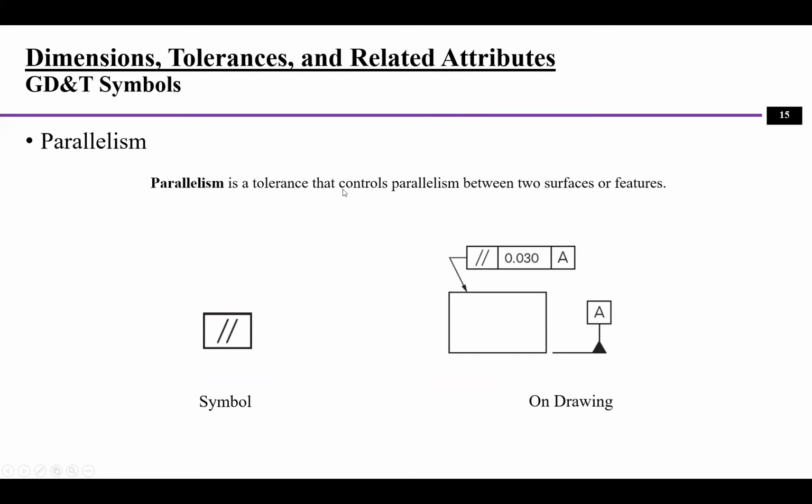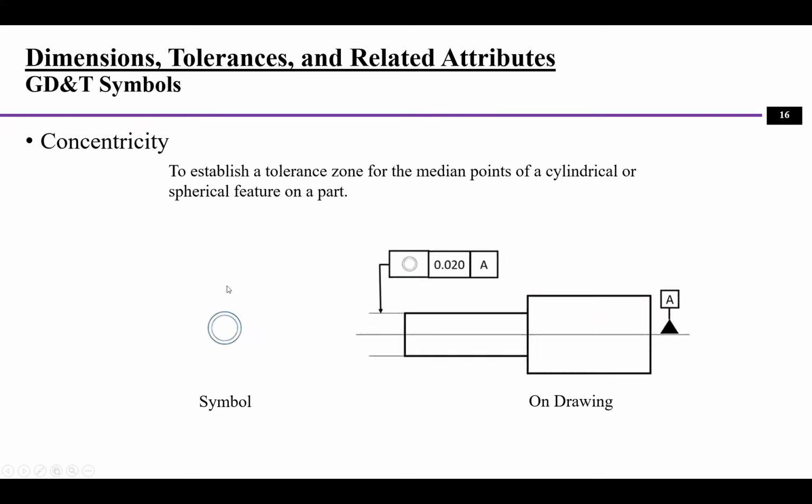Parallelism is a tolerance that controls the parallelism between two surfaces or features. For example, when I'm defining this plane, my reference datum will be datum A. Then the parallelism is how close these two planes are to being parallel. It should be within a tolerance zone of 0.03. And we use this symbol to describe parallelism.